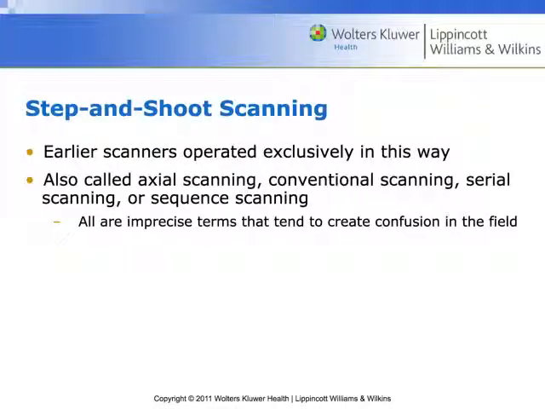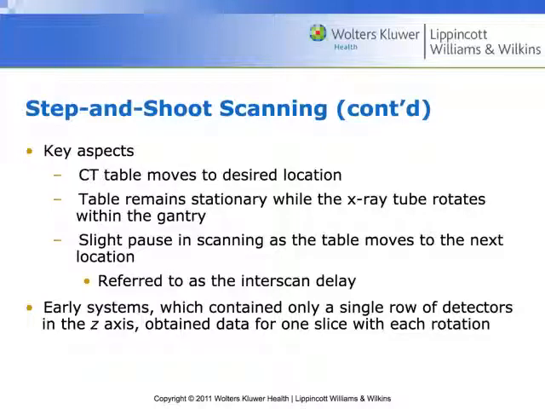Okay, step and shoot scanning is what the first generation scans could do. This is solely all that they could do, step and shoot or axial scanning. So the early CT scanners were called CAT scans, computed axial tomography, right? So they would scan, the table would move, they would scan, the table would move. There's a bunch of different names for it. I typically call it axial. So again, the key aspects are the table remains stationary while the tube and the detector rotate around the gantry. There's a pause, and then they move again, right?